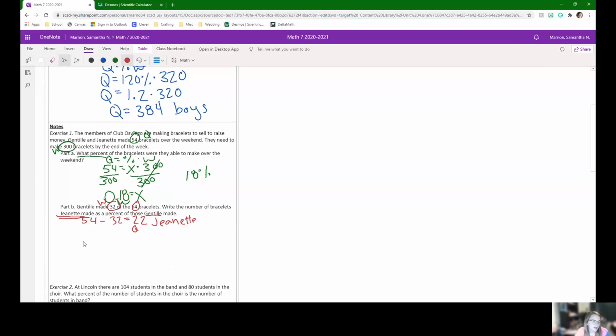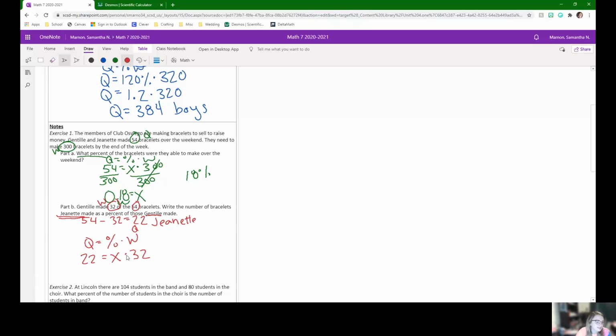So let's set this up. If we have quantity equals percent times whole, our quantity is how many Jeanette made. Our percent is a mystery, I'm going to put an X. And our whole is how many Gentile made, which is 32. So if you didn't get this far, but you see it now and you know how to solve this, pause the video now and solve this equation.